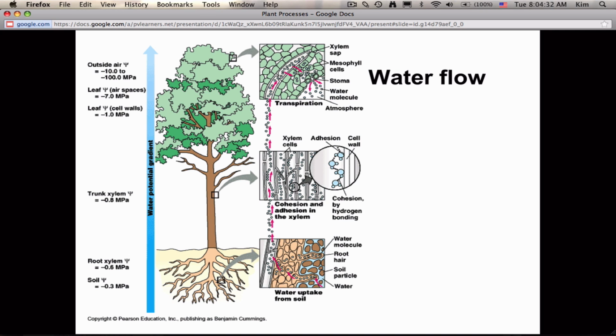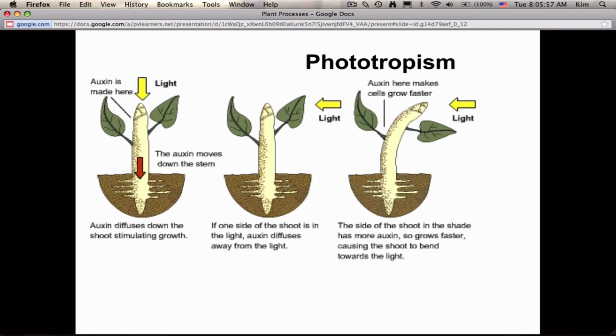Now, cohesion and adhesion are important concepts here because cohesion means that water molecules like to stick together, and so that's part of why they're flowing up through there. And adhesion means that they like to stick to other surfaces. So they're actually sticking to that cell wall of the transport system, and that helps pull them up through the plant to the leaves. All right, another process that we're going to talk about is phototropism.